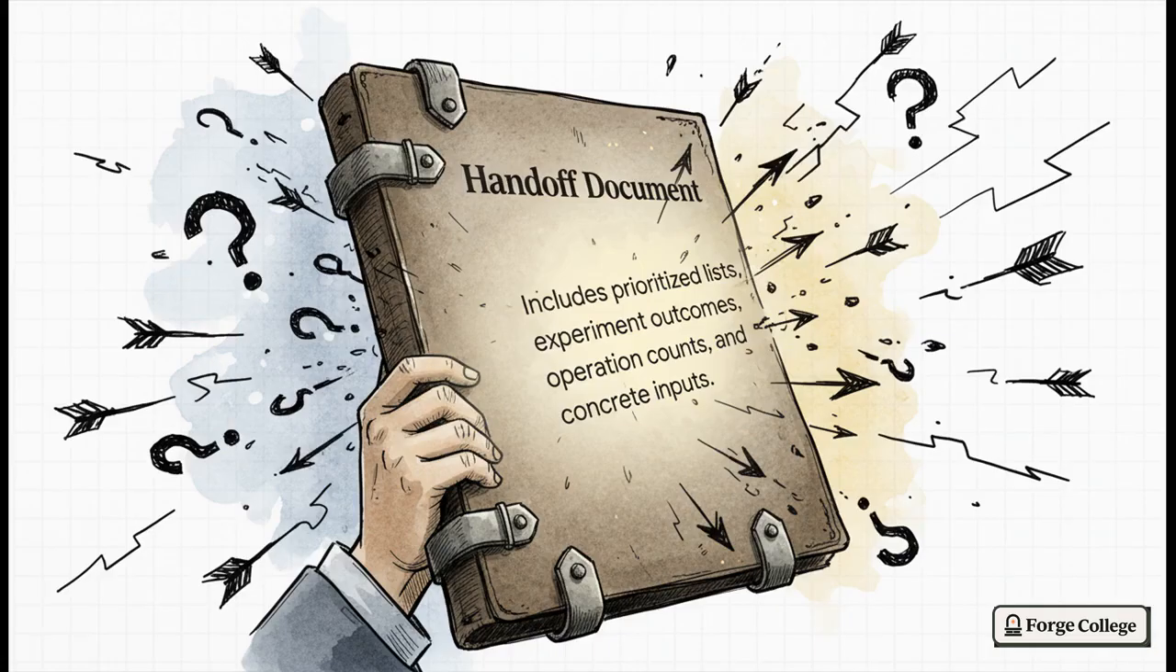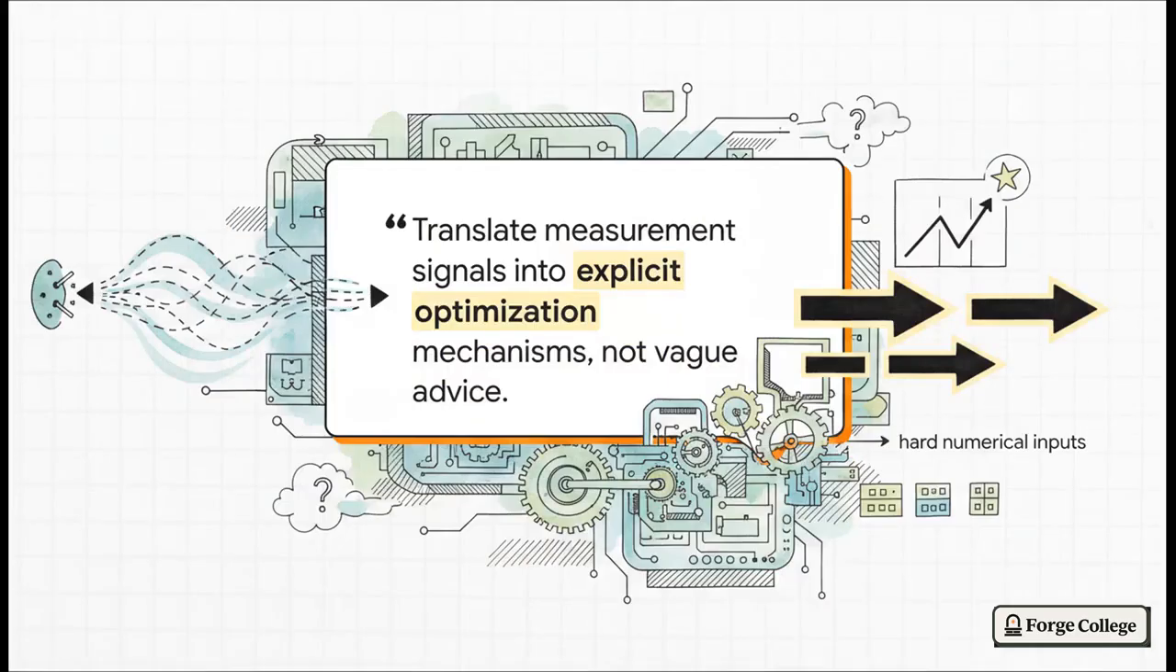Listen, this document is your shield. It is literally the single thing that prevents all that vague guesswork and those endless, exhausting debates during the final Solana cost modeling phase. Before we wrap up, I really want you to adopt a new engineering axiom. Ready? Translate measurement signals into explicit optimization mechanisms, not vague advice. It's that simple. Evidence-backed, highly specific plans are always going to win over abstract wish lists, every single time.